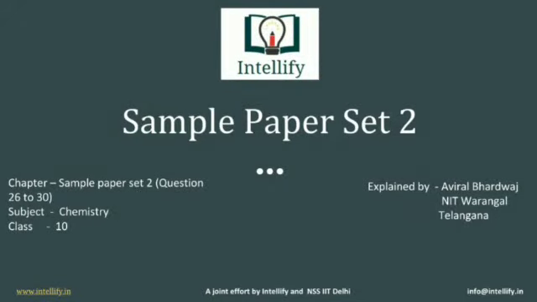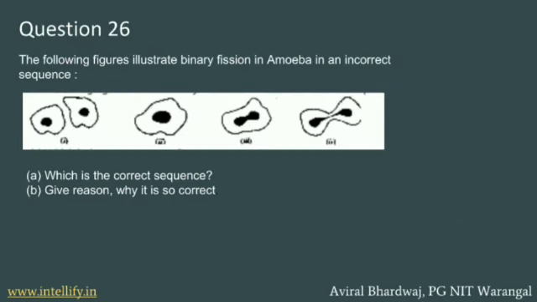Hello everyone. In this video we will discuss Sample Paper Set 2, questions 26 to 30, Science, Class 10. Let's begin. Question 26: the following figure illustrates binary fission in amoeba in an incorrect sequence.